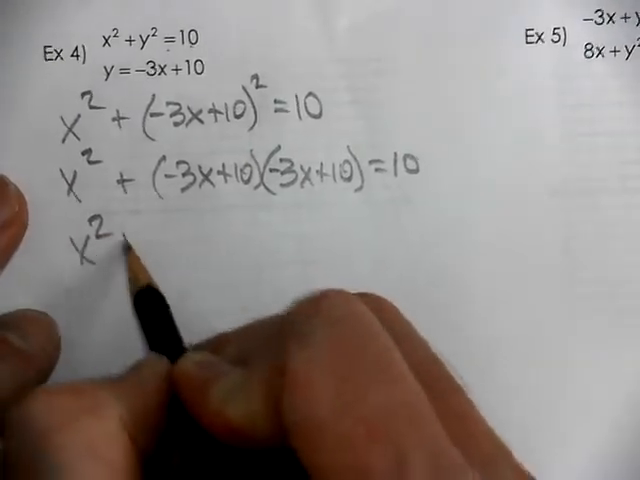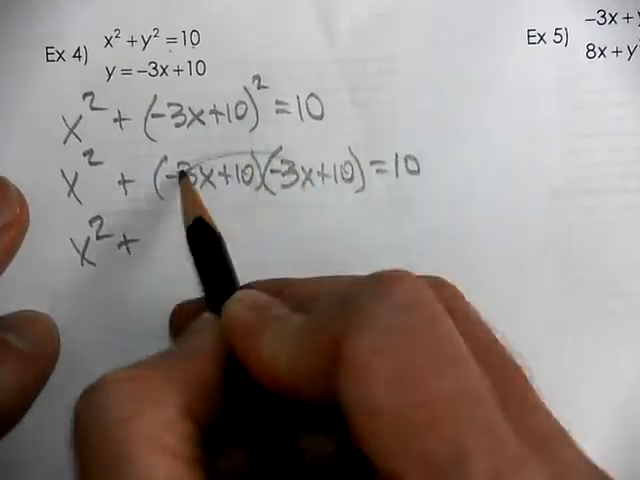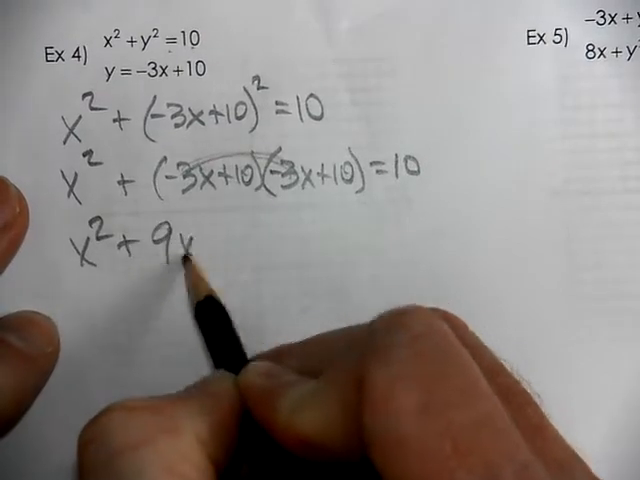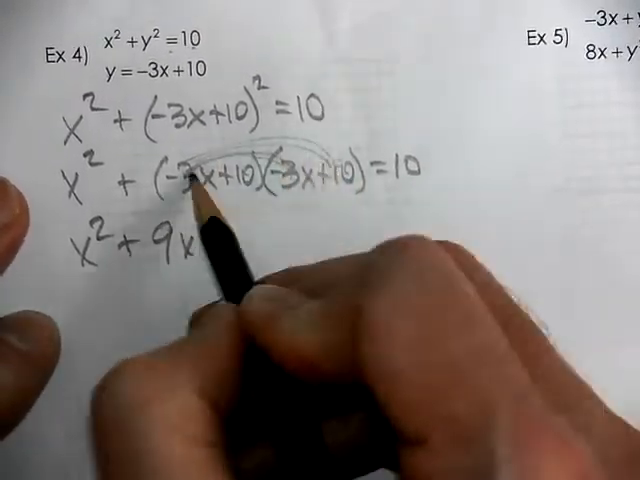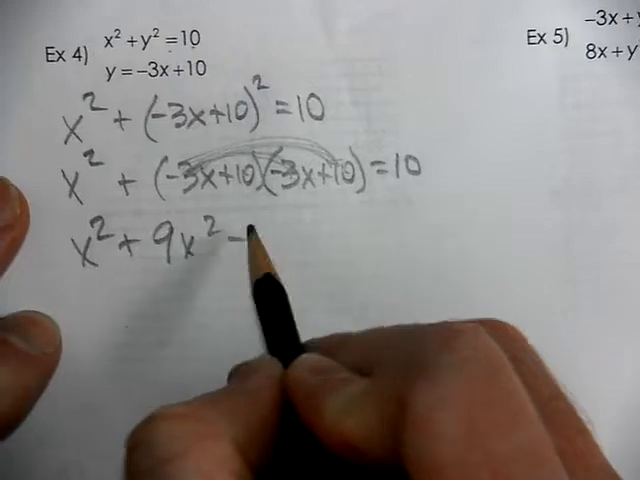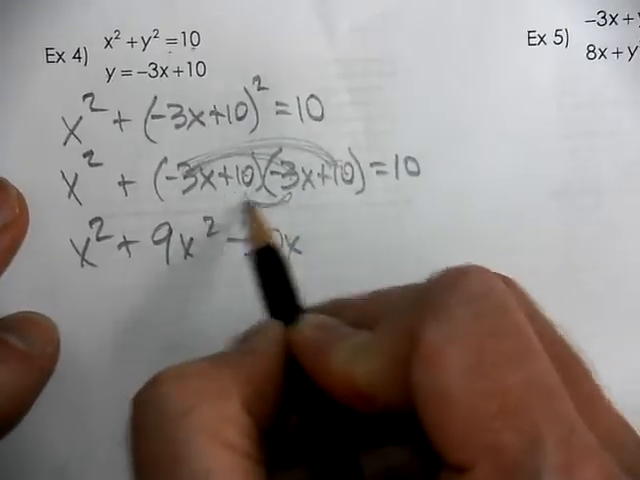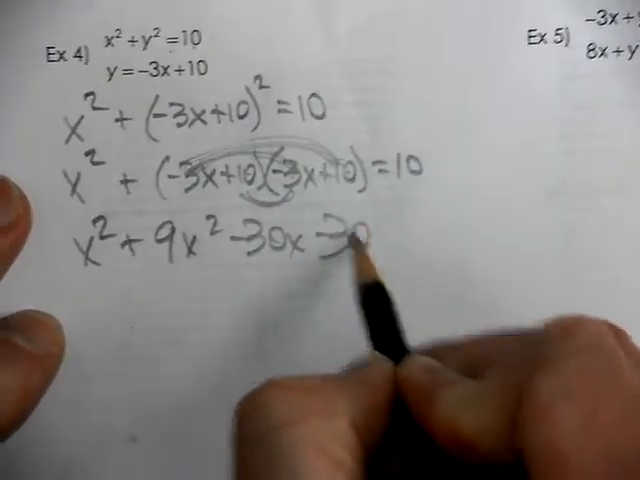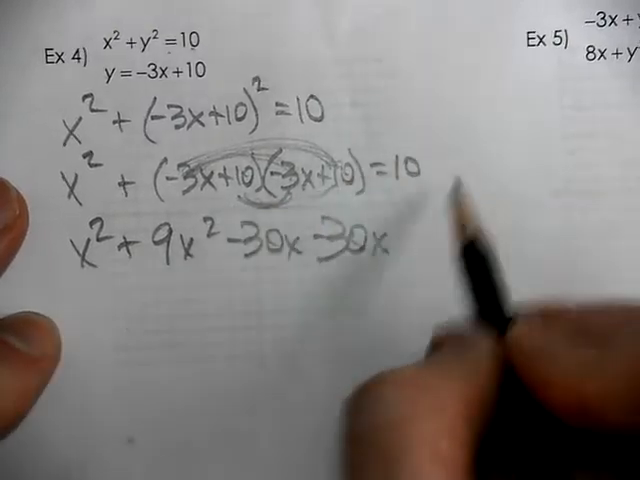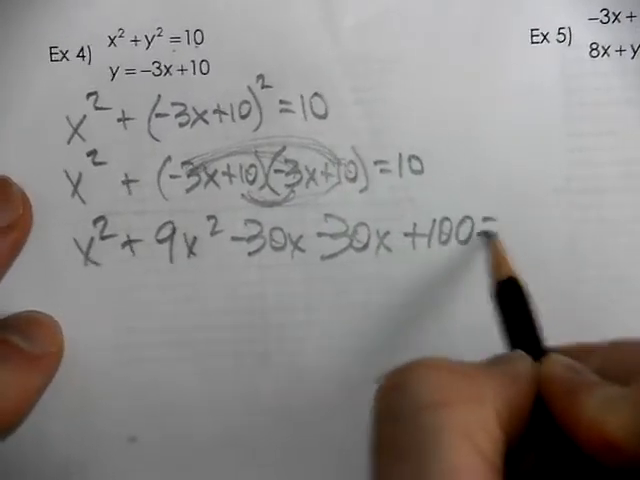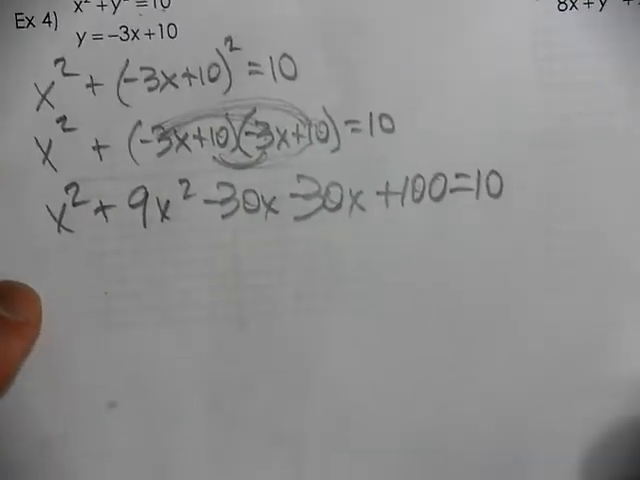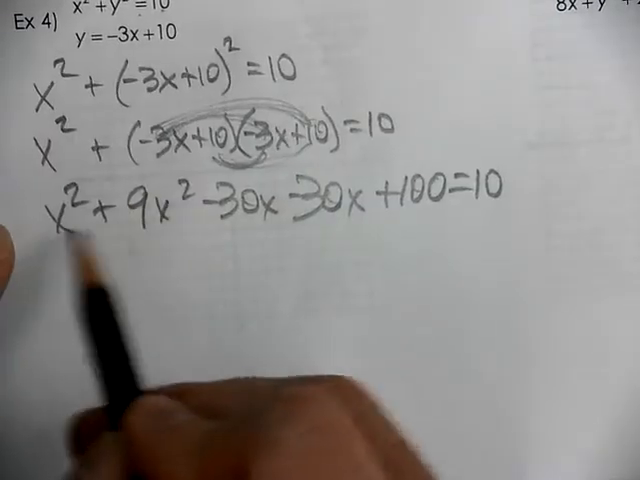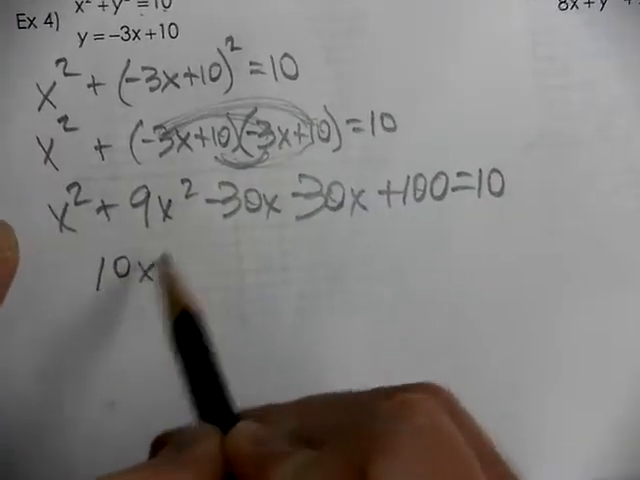And then I'm going to FOIL this together, and this makes 9x squared, negative 30x, negative 30x, plus 100 equals 10. This makes 10x squared.